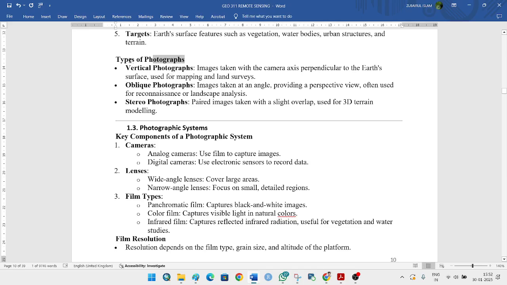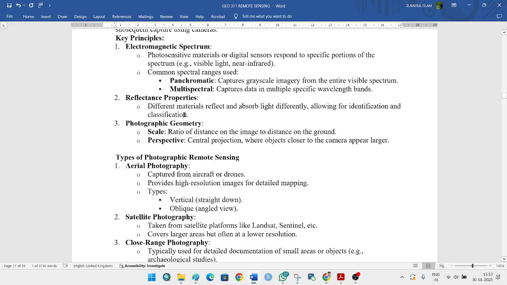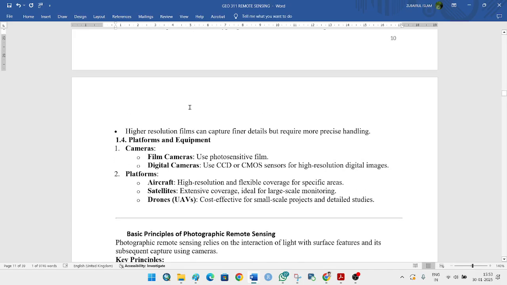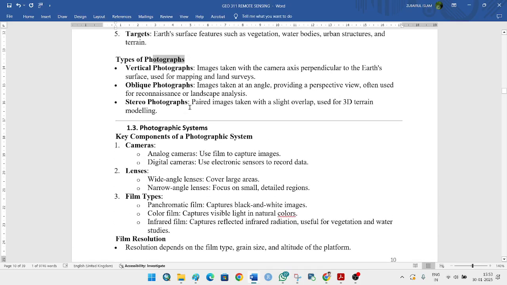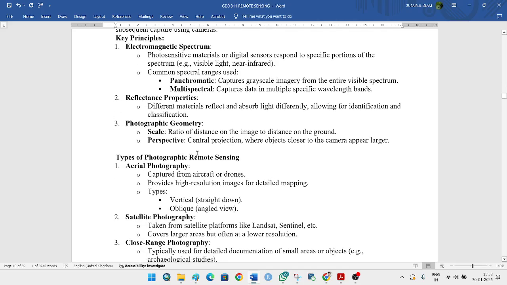But here we are talking about photographic remote sensing, which was very popular earlier, but it is popular again when we talk about UAVs, unmanned aerial vehicles, like drones. So remote sensing based on drones also comes in this category.